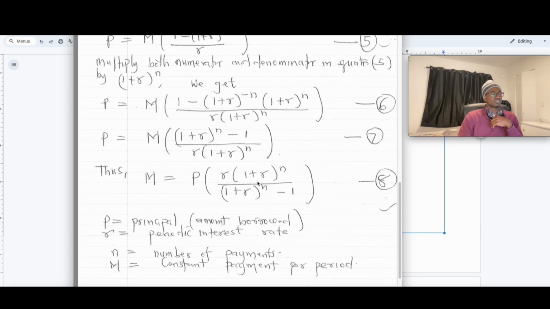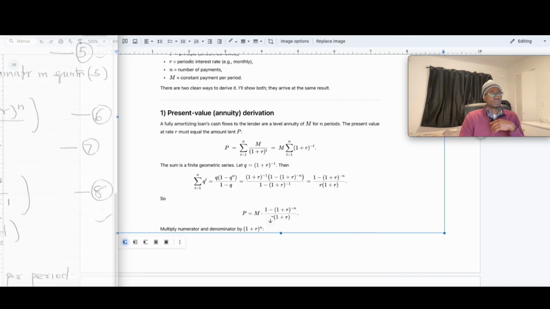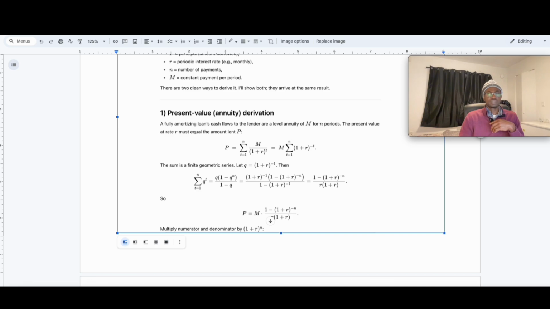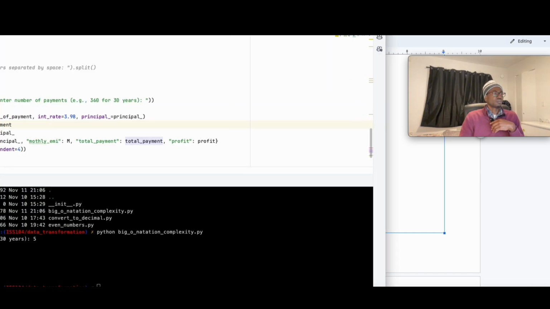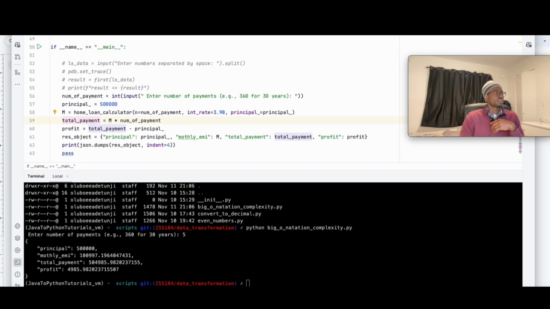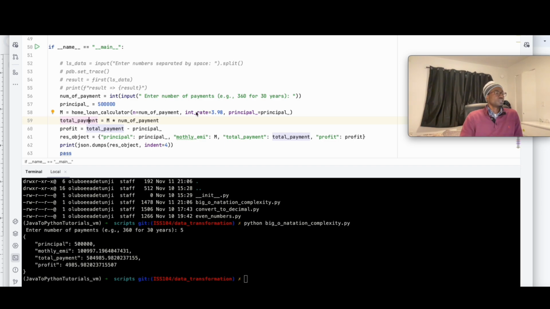So having known this formula now, I will bring up a Python script of this, such that we enter some numbers and then we see the amount we are going to pay monthly. So I'm going to show us that now. Let me just bring the screen here. So right here, here's the scripting. I just wrote this in Python.